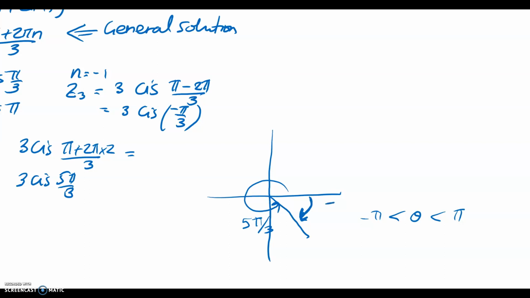So you can see it is 2 pi take away 5 pi over 3, but because it is negative, I'm just going to put a negative there. Or you could just do 5 pi over 3 take away 2 pi. And either way, you will get negative pi over 3. So you can see that when you just keep substituting different n values, you're going to get the same roots again and again.